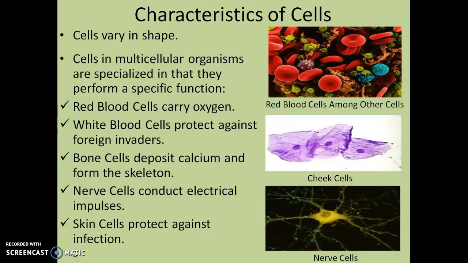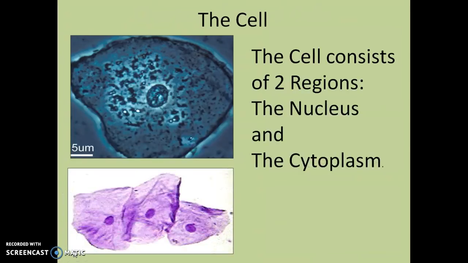This video is continuing the cell chapter. Characteristics of cells. Cells vary in shape. You have cells that are oblong, cells that are more square-like, more that are circles. And they are specialized in that they perform a specific function, such as red blood cells carry oxygen, white blood cells protect against foreign invaders, bone cells deposit calcium and form the skeleton of your body. Nerve cells conduct electrical impulses, and skin cells protect against infection. So they all have a job to do.